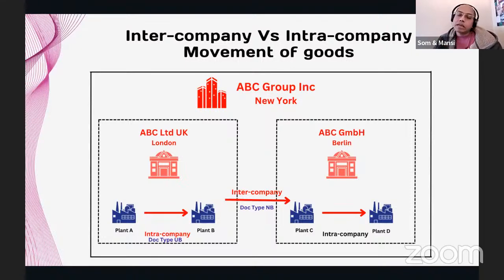Now, what is intercompany? Let's understand. When there is a transaction or a movement of goods between two different legal entities, that is where tax compliance and reporting requirements come into play, whereby one legal entity, ABC Limited UK, is moving its own goods from the UK to another country, that is Germany. So it has to comply with the rules and regulations of both countries, the UK and Germany.